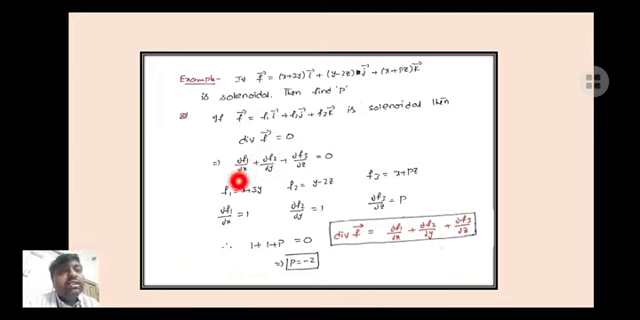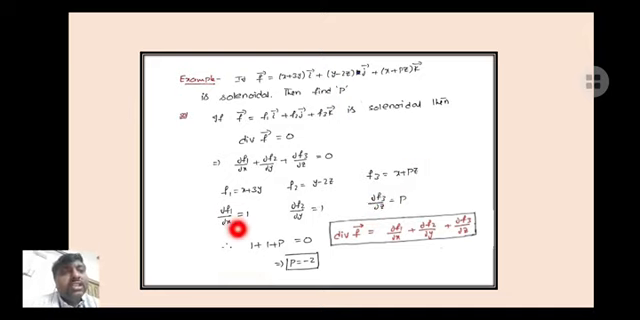From the definition, dou f1 by dou x plus dou f2 by dou y plus dou f3 by dou z is equal to 0. Now I am writing f1: f1 is x plus 3y, f2, the coefficient of j, is y minus 2z, and f3, the coefficient of k, is x plus pz. Now the partial derivative of f1 with respect to x is 1. The partial derivative of f2 with respect to y is 1. The partial derivative of f3 with respect to z is p.